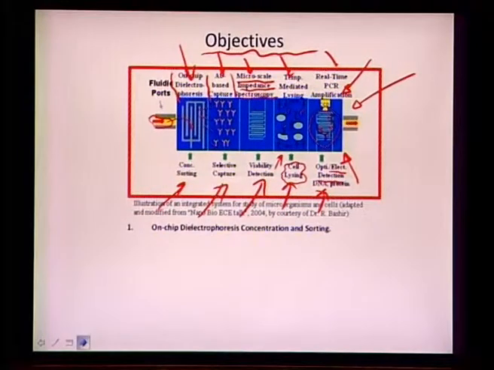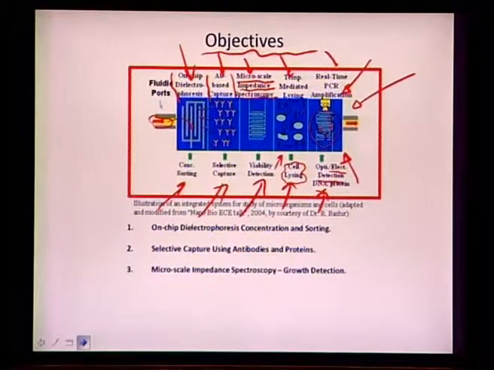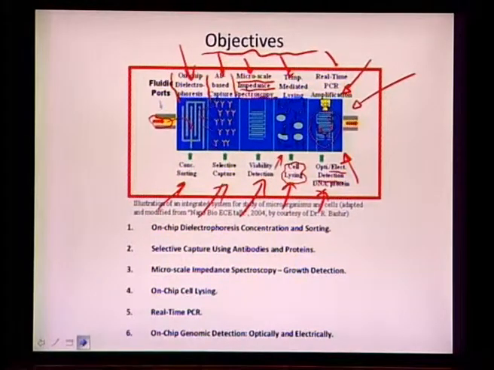Okay, so, really the objectives are many folds. First objective is on chip dielectrophoresis, concentration and sorting. Second is selective capture using antibodies and proteins. Third is microscale impedance spectroscopy for growth detection and viability indication of the particular bacteria. Fourth is on chip cell lysing, where the DNA, the genetic material of the bacteria is pulled out, and fifth is really the real time based PCR product identification, which can be done using fluorescence. And the sixth finally is the on chip genomic detection, which can be either optically or electrically done. So, these are the several fold objectives or goals that this particular biochip was supposed to have.